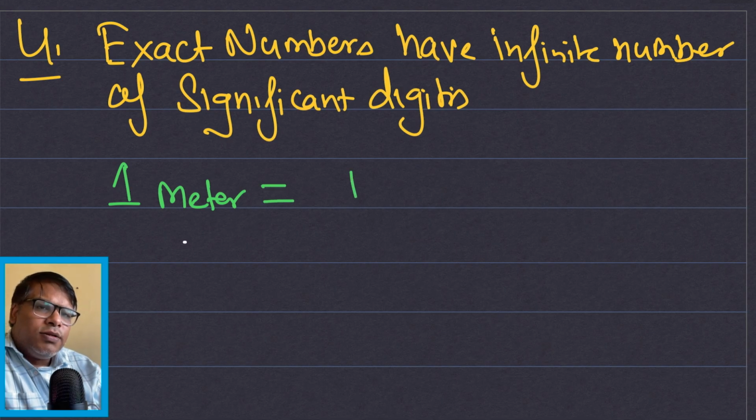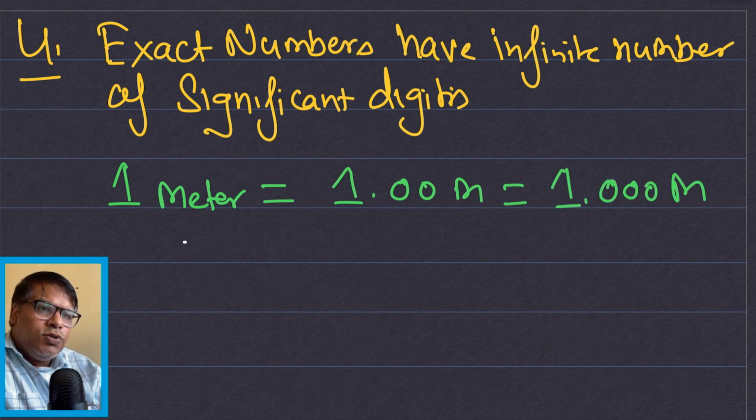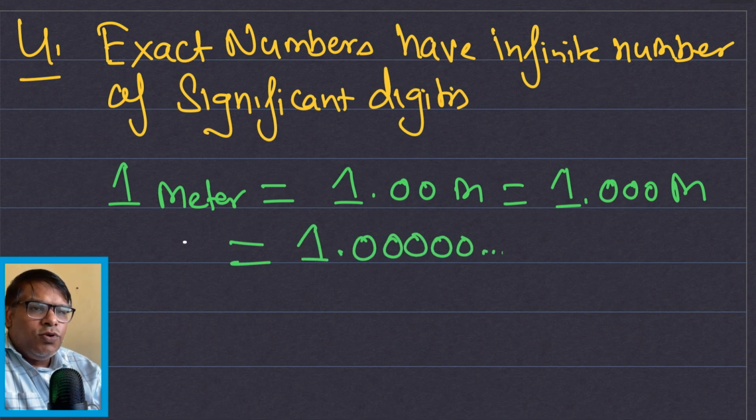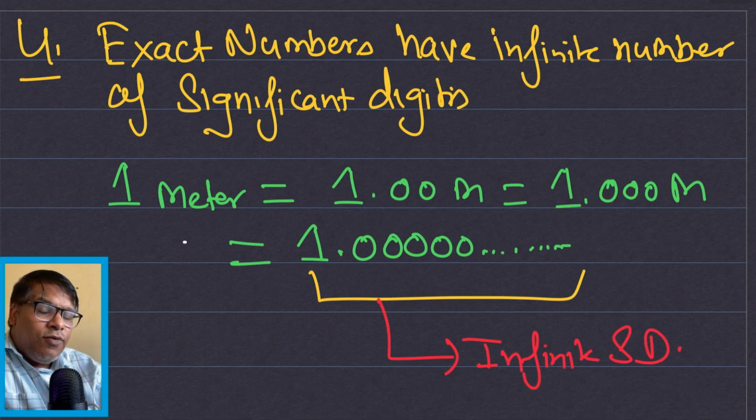You can write this as 1.00 meter. You can also write 1.00000 meter. You can also write 1.0000000 till infinity. So this is an exact number. Here, how many significant digits do you have? Infinite significant digits. Hopefully this point is clear to you.